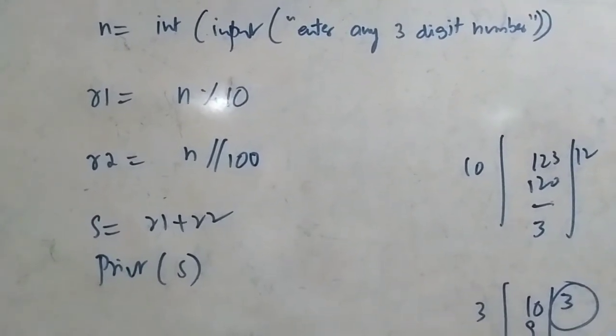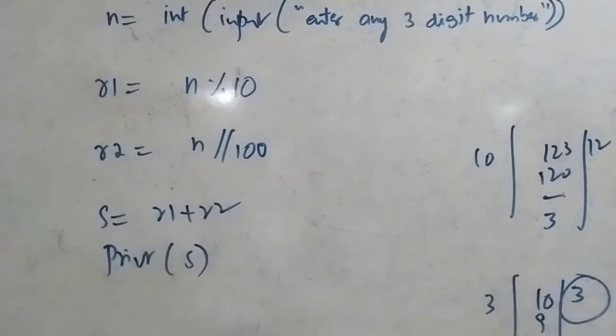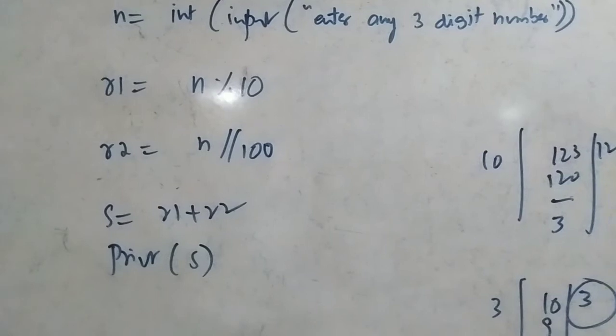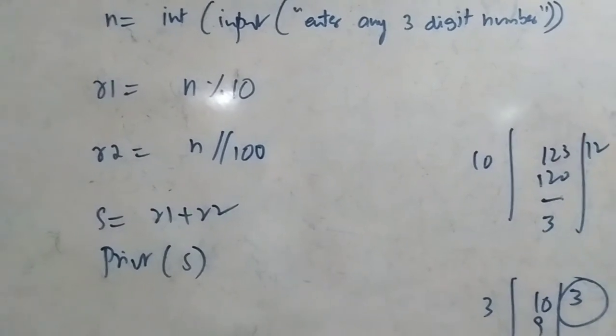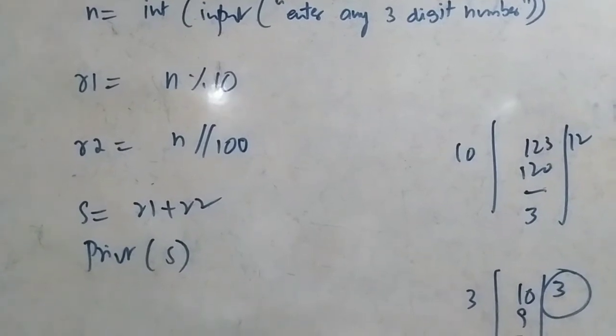So look at the program. R1 is equal to n mod 10. Mod 10 always gets you the remainder. And R2 is equal to n divided by 100. And S is equal to R1 plus R2, and print S.